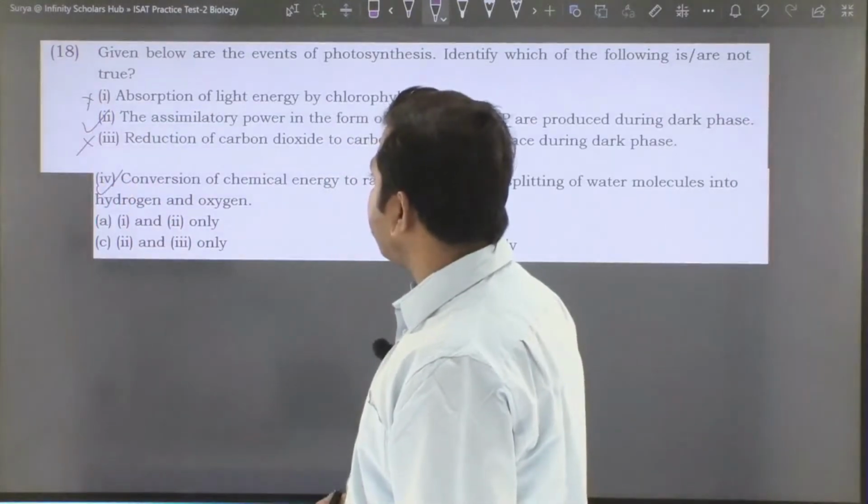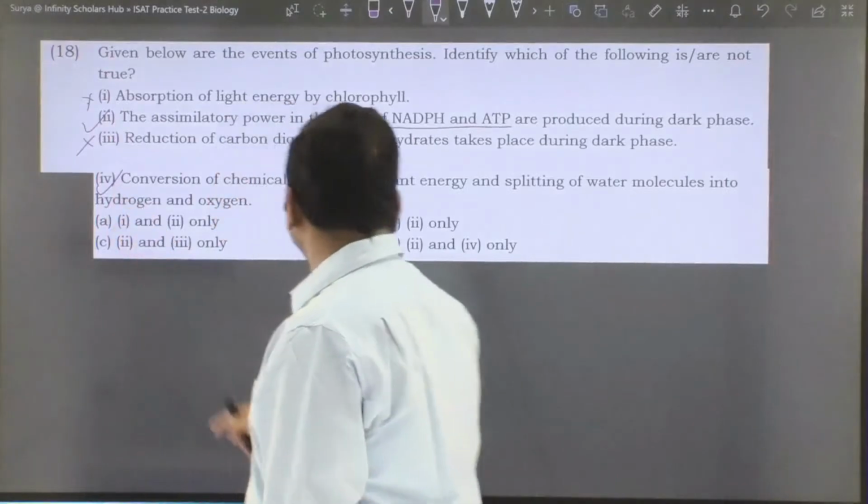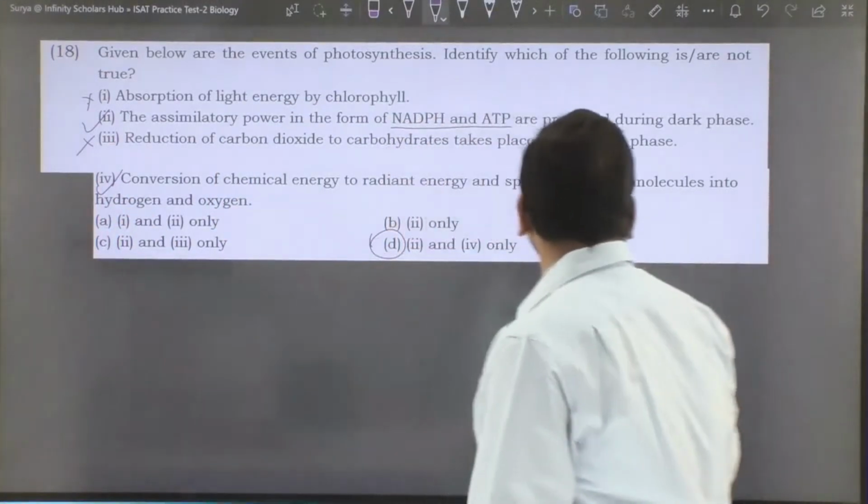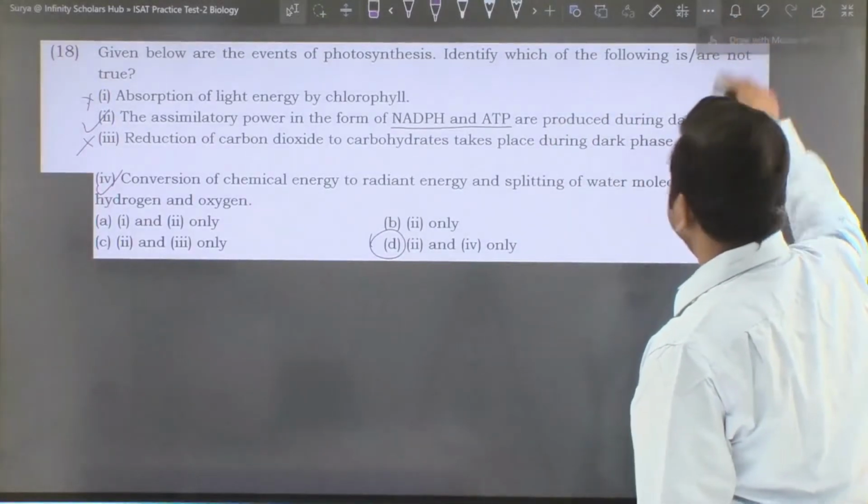So we have to select 2 and IV. Okay, so 2 and IV, so this is the option. Okay, option D. Let's move ahead.